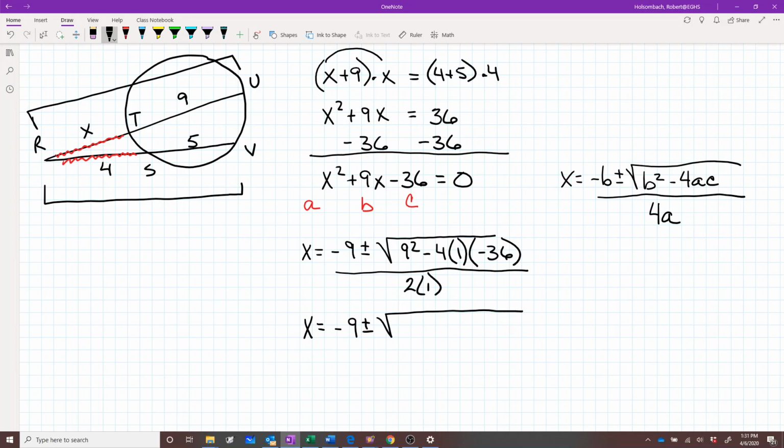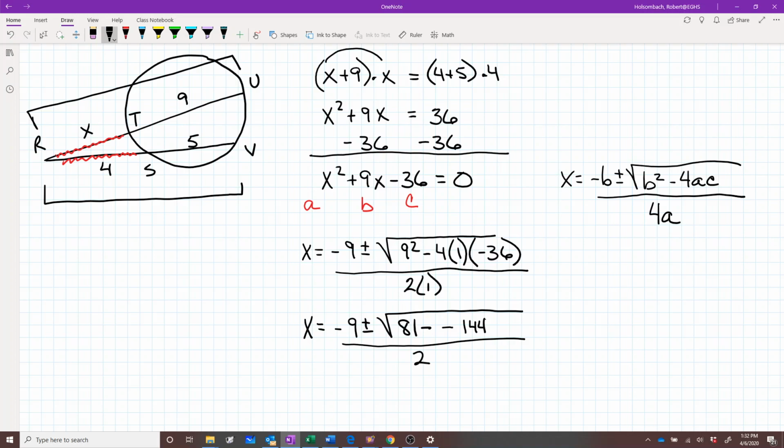Alright, underneath the radical, we've got 9 squared minus 4 times negative 36. So we've got 81 minus 4 times 36. 4 times 36, that's 144. So we've got 81 minus negative 144, all divided by 2.